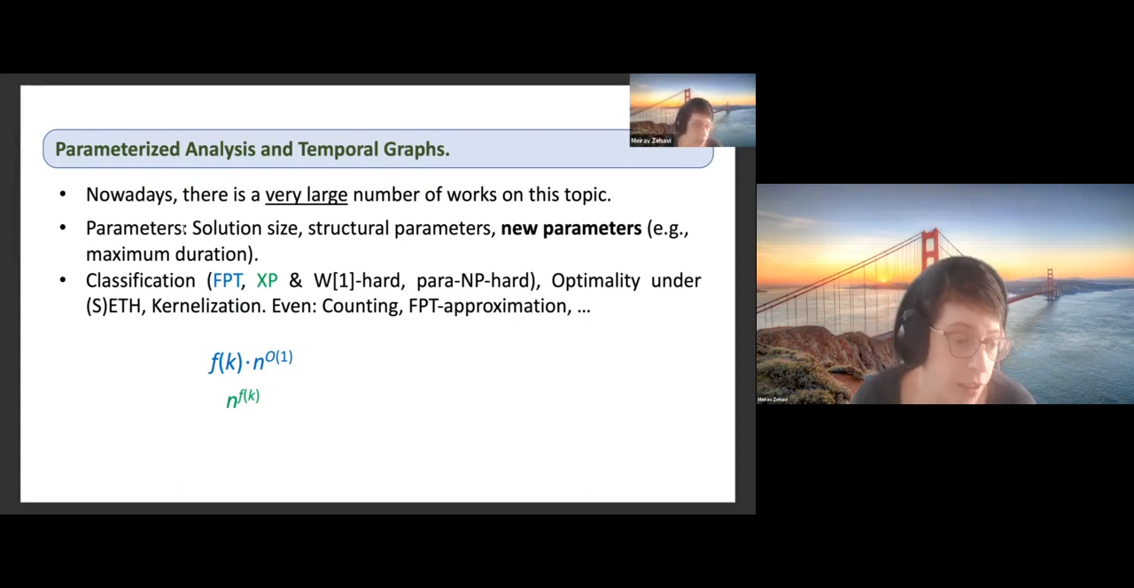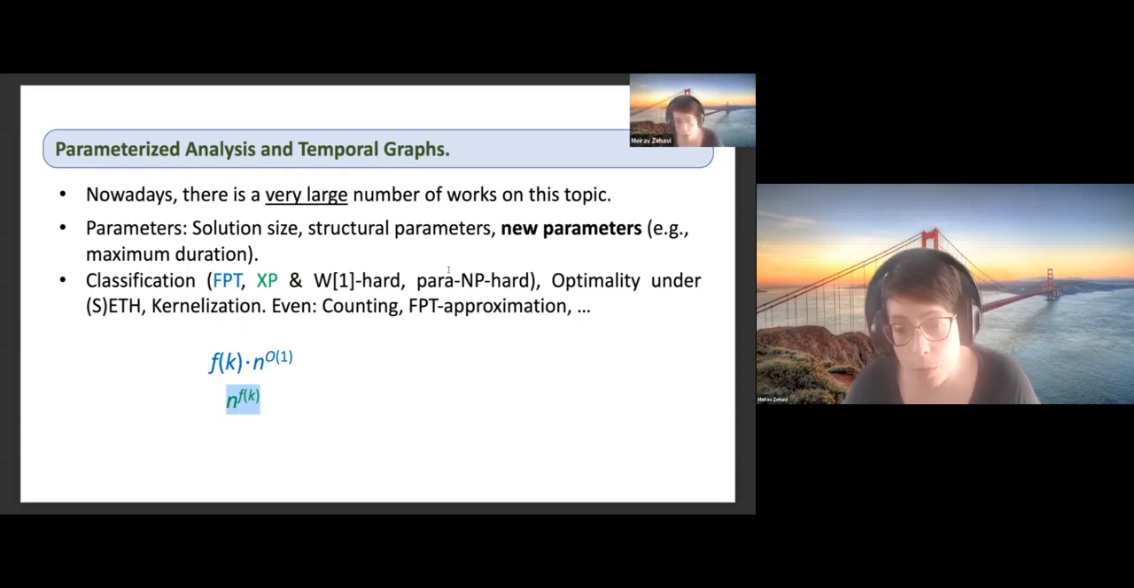And all the standard topics are studied, like classification, which problems are FPT, solvable in this running time, or W1-hard, which means they are unlikely to be. Which problems are in XP, that means that they are solvable in this running time for some function f that depends on k, or para-NP-hard, which means that they are unlikely to even have these running times. This is more relaxed than FPT. For example, if we have a problem that is NP-hard for some fixed k, say 2, 3, 4, some fixed k, then it is unlikely that you can solve it in this time. Okay?